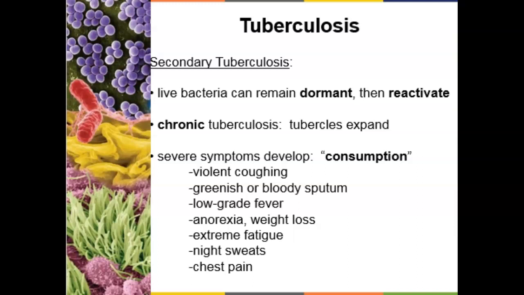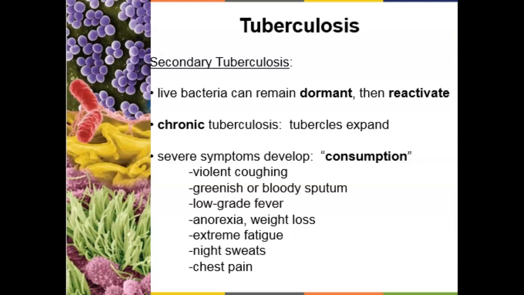All right, you may have heard of consumption. All right, it took me a long time to understand that consumption, which I'd heard about, was actually a very, very bad prognosis of tuberculosis. All right, these are severe symptoms. There's violent coughing, the lungs are irritated, and so there's just that natural coughing reflex. There's greenish to bloody sputum, a low-grade fever. This could be constant.